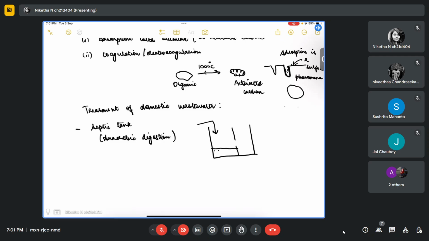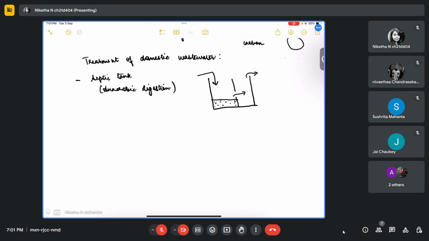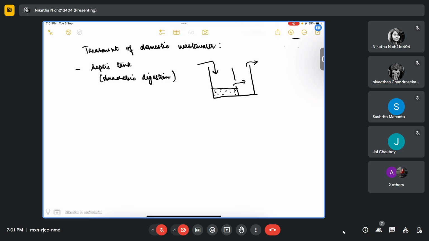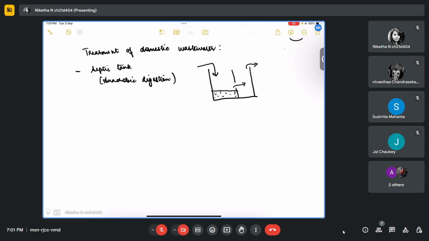The water will be separated here, and usually there is no air. So in the absence of oxygen, the water will undergo anaerobic digestion by the bacteria, and it will form sludge. The remaining water will come out of the tank and be collected separately. I'm sure most of you would have heard of septic tank. It is a type of on-site treatment.